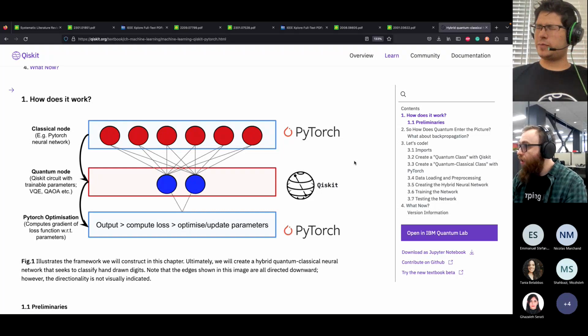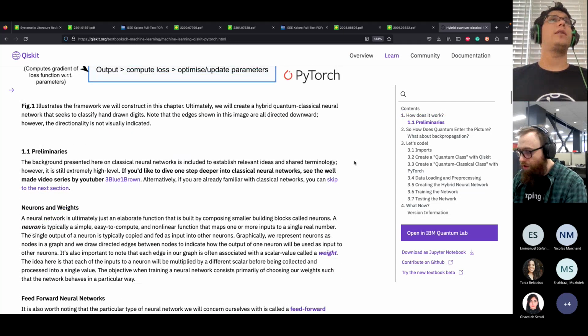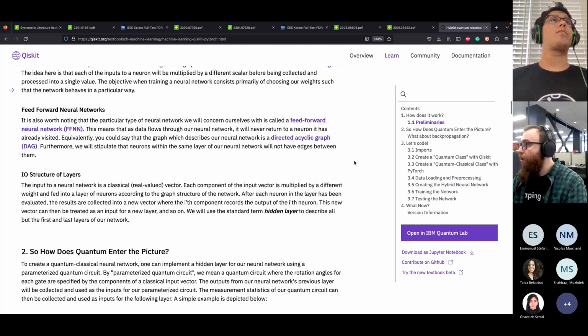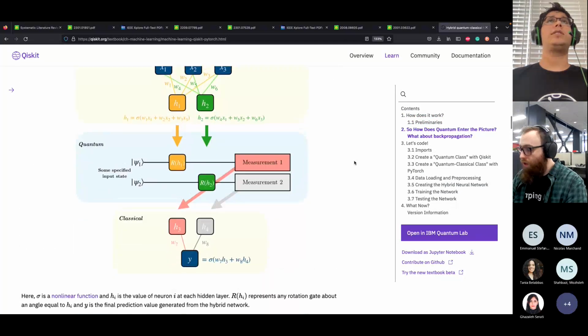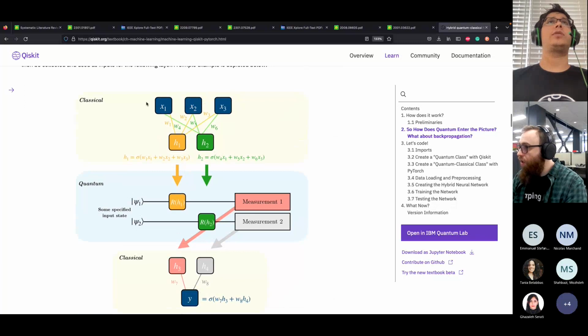automated differentiation. Okay, so this is one small example. You can see you start with classical data, this x1, x2, x3. You put a linear neural net layer there. Then you apply some activation function, this sigma.